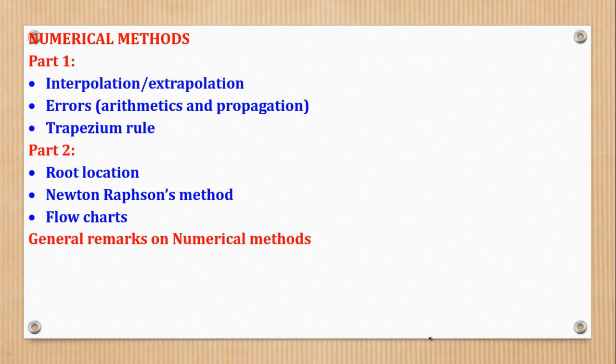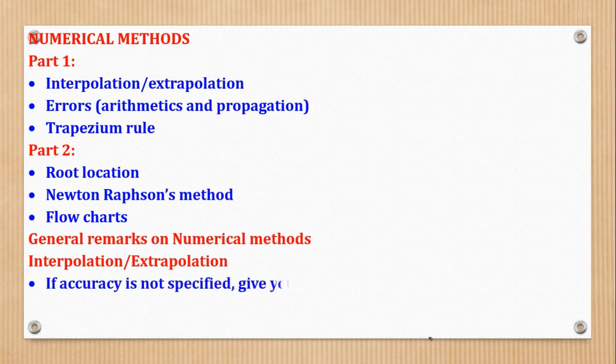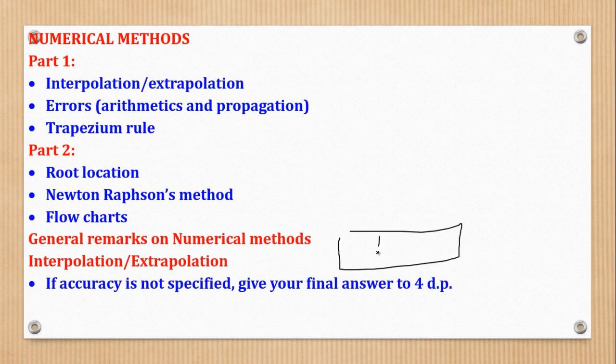For the general remarks, we shall go through topic by topic. For interpolation, some students want to round off. Usually they give values in a table. If the value is given to 2 decimal places here, students also want to round off to 2 decimal places, but that is not okay. You have to maintain the rule that if accuracy is not given, the answer has to be to 4 decimal places.